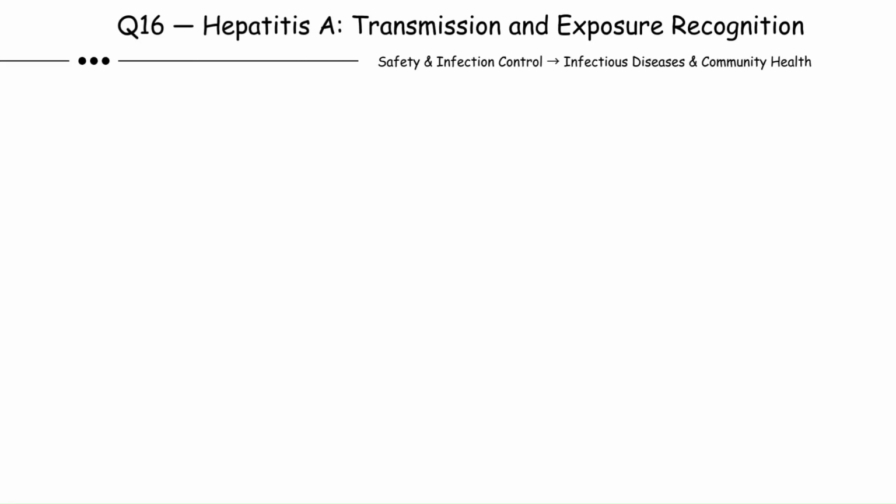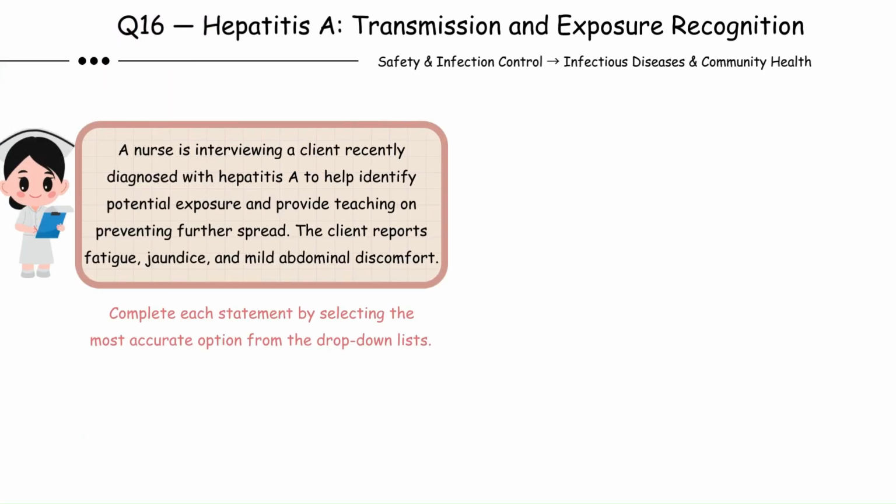Question 16. Hepatitis A, transmission and exposure. Recognition, item type, drop-down cloze. The nurse is interviewing a client who has recently been diagnosed with hepatitis A. The client reports fatigue, jaundice, and mild abdominal discomfort. As part of the history and teaching, the nurse wants to clarify how hepatitis A is spread and what common exposures might have caused it.